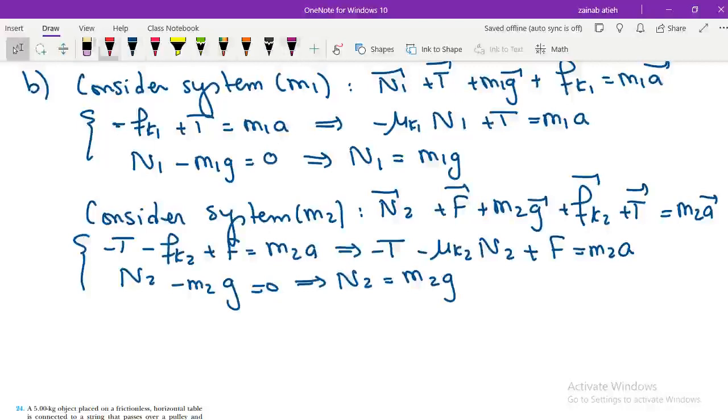Now you can see that we have two equations of two unknowns. This is equation 1, where I replaced N1 by M1G, with mu K given as 0.1 and M1 given. And this is equation 2, with everything known except T and A. I have two equations and two unknowns, so I can find the acceleration and the tension at once.